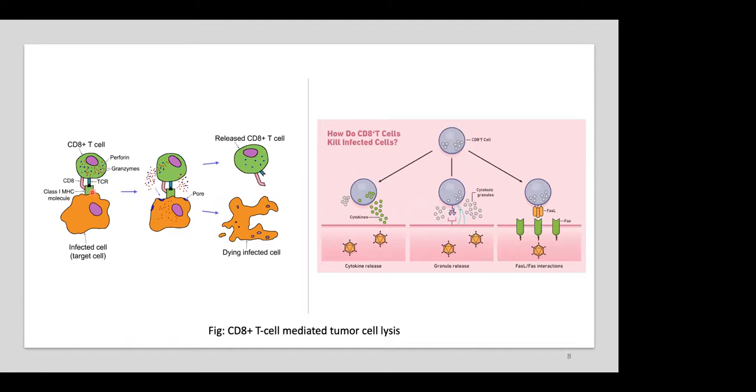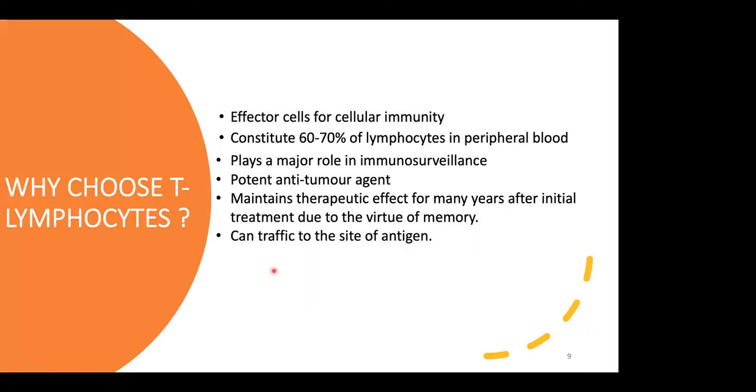Once signal 1 and signal 2 reach the nucleus, there is transcription and then translation of proteins such as cytokines, granzymes, as well as induction of the death receptor signaling by the Fas ligand Fas connection. And once this happens, the cell undergoes apoptosis. So this is how tumor is normally dealt with in our body.